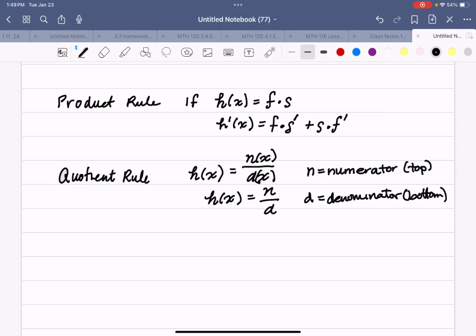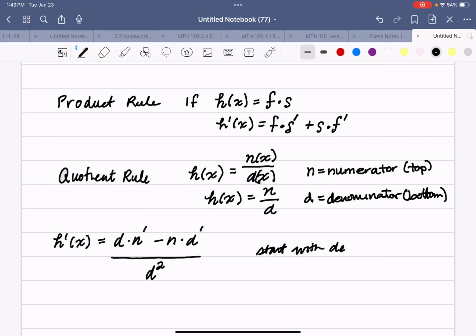And so here's how our quotient rule goes. H prime of x is denominator times derivative of the numerator minus numerator times derivative of the denominator. All of that is divided by the denominator squared. Now notice, you start with the denominator on the top, and you've got the denominator on the bottom. So you start with denominator, you end with denominator.